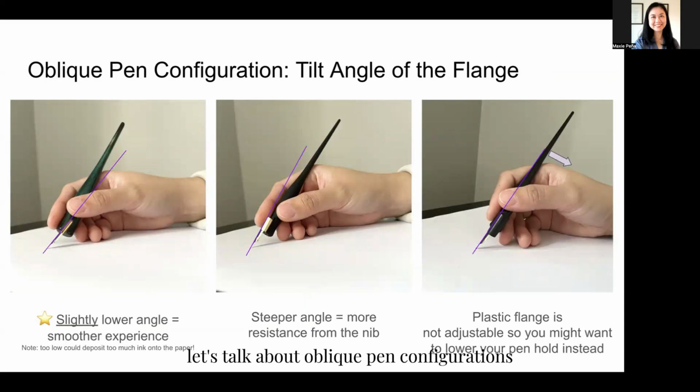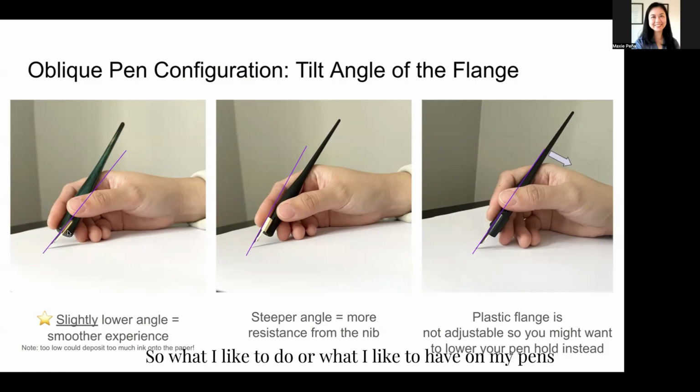Final stretch here. Let's talk about oblique pen configurations and my personal preferred setup on the metal flange. First one is the tilt angle when you look at it sideways. In the middle picture here, you see that the nib is slightly steeper than your actual pen. What that does is you get more resistance from the nib flexing. If it's too low, the opposite might happen. You might get too much ink on the page.